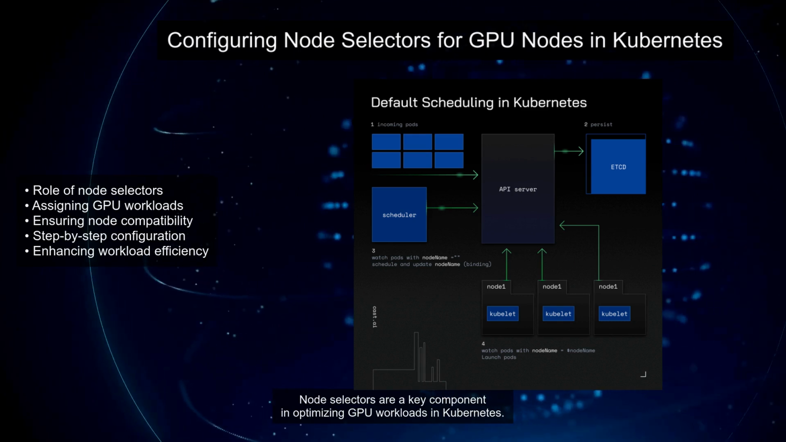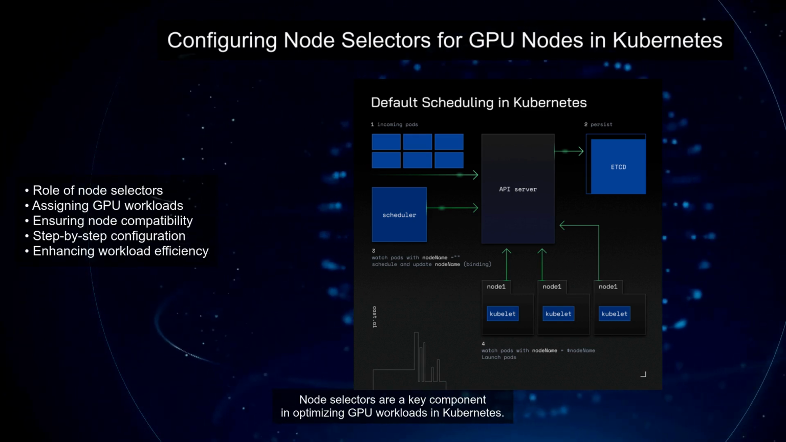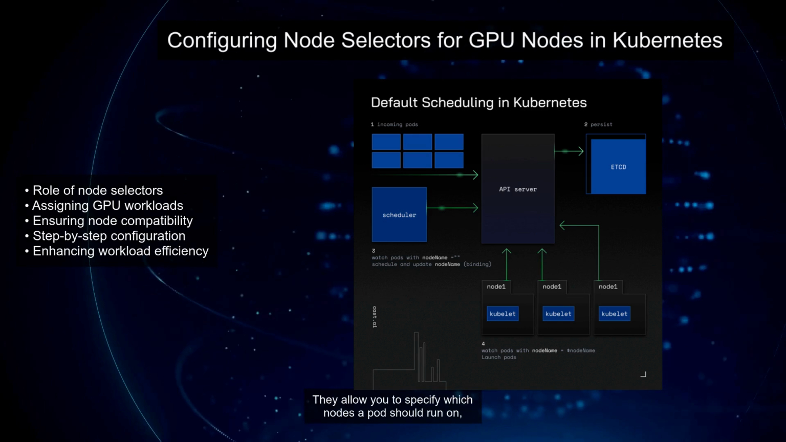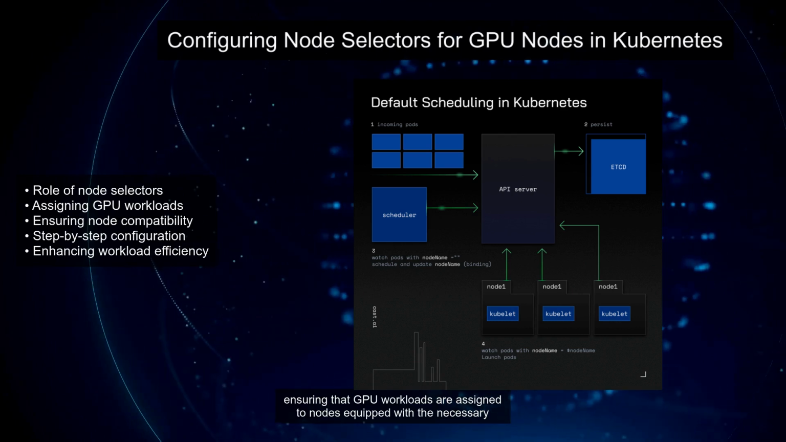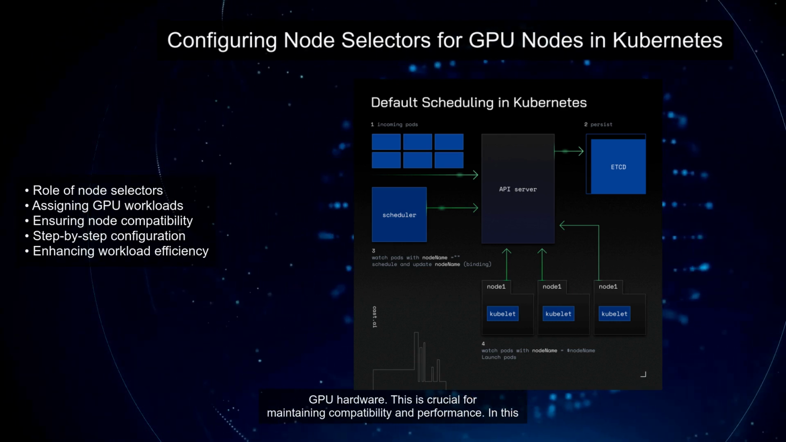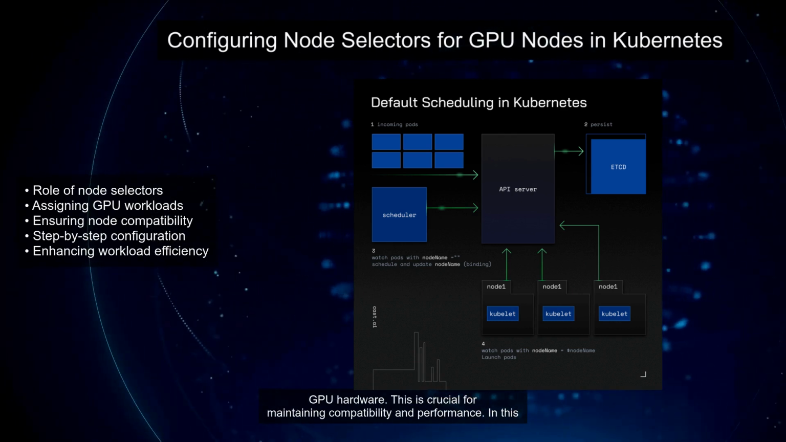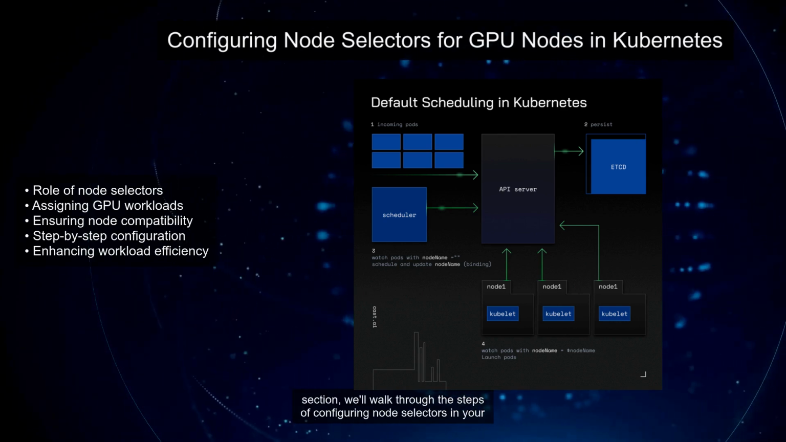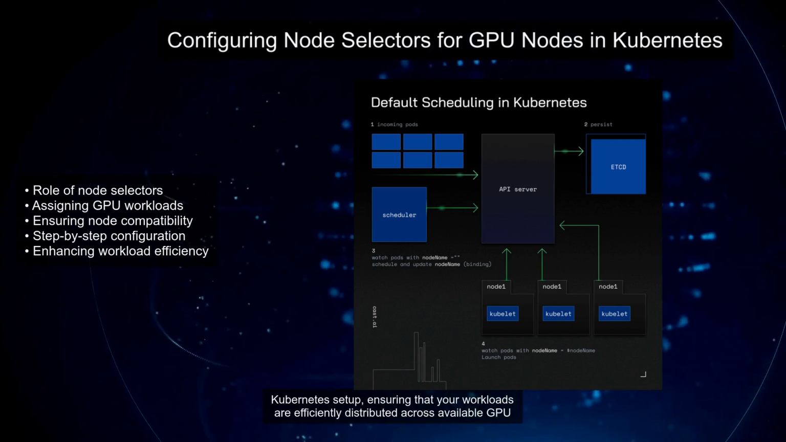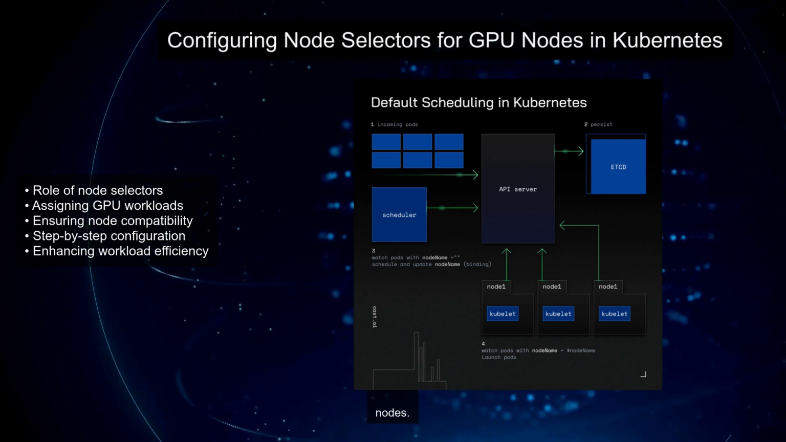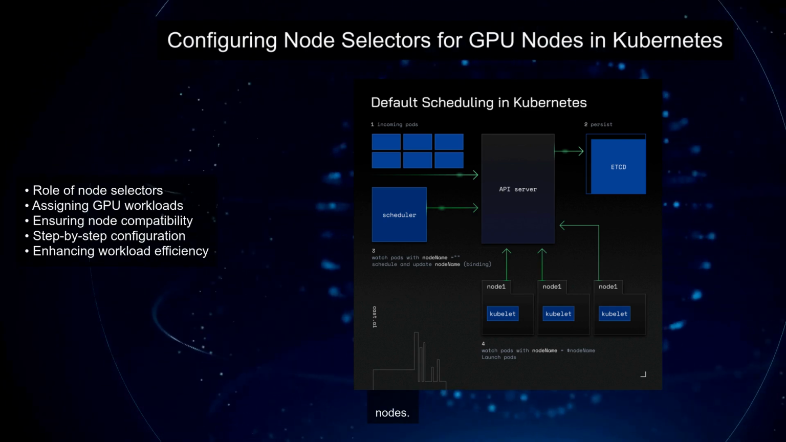Node selectors are a key component in optimizing GPU workloads in Kubernetes. They allow you to specify which nodes a pod should run on, ensuring that GPU workloads are assigned to nodes equipped with the necessary GPU hardware. This is crucial for maintaining compatibility and performance. In this section, we'll walk through the steps of configuring node selectors in your Kubernetes setup, ensuring that your workloads are efficiently distributed across available GPU nodes.